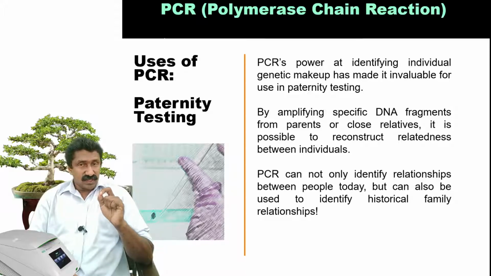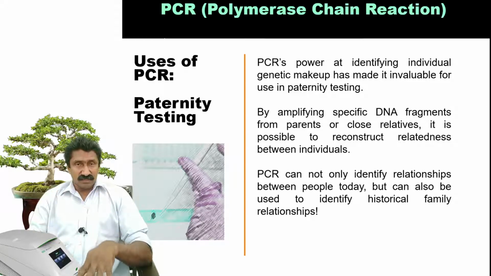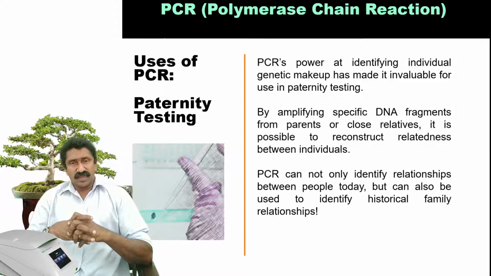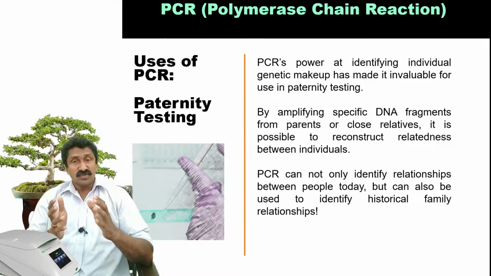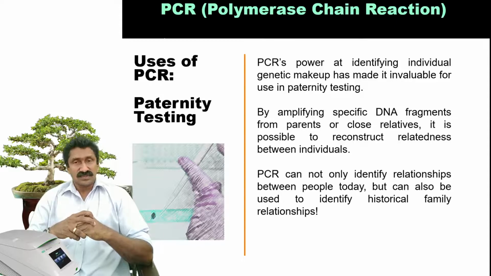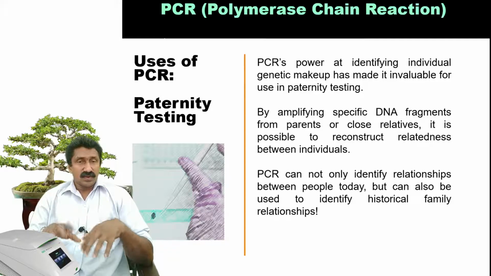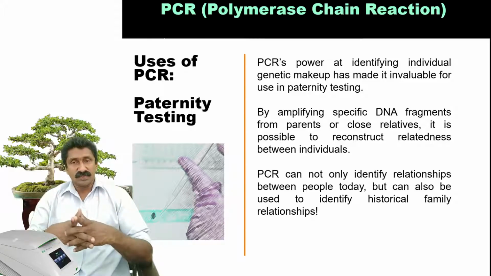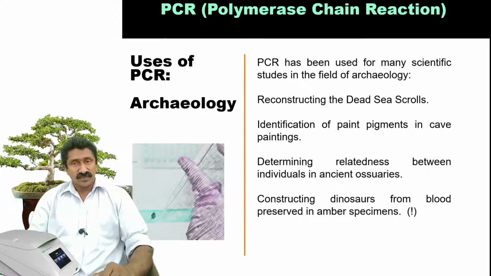Paternity testing. PCR's power at identifying individual genetic makeup has made it invaluable for use in paternity testing. By amplifying specific DNA fragments from parents or close relatives, it is possible to reconstruct relatedness between individuals. PCR can not only identify the relationships between people today, but it can also be used to identify historical family relationships. All these things are possible using such PCR-based techniques.